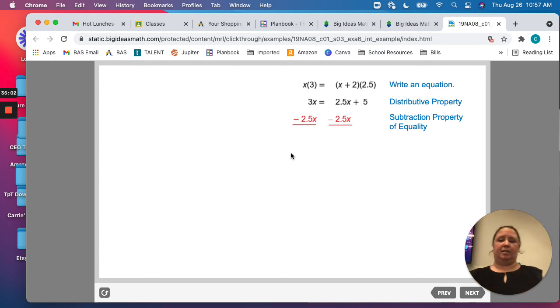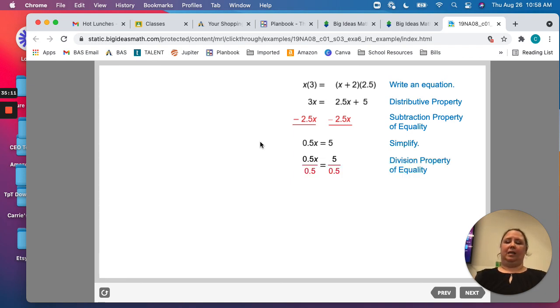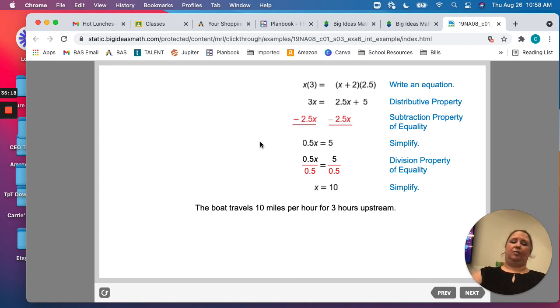What's 3 minus 2.5? 0.5. 0.5x equals 5. Now, how do I get the x by itself? Divide 0.5 away. What is 5 divided by 0.5? 10. So the boat traveled 10 miles per hour for 3 hours upstream. And then we knew it was going 2 miles per hour faster downstream, so how many miles per hour did it go downstream? 20. No, 2 miles faster, not 10 miles. So it went 12 miles per hour coming downstream.